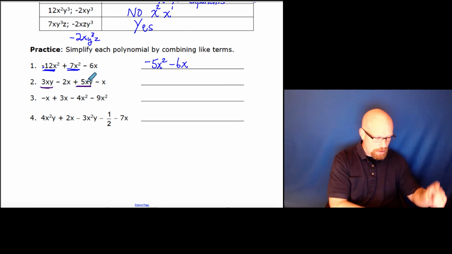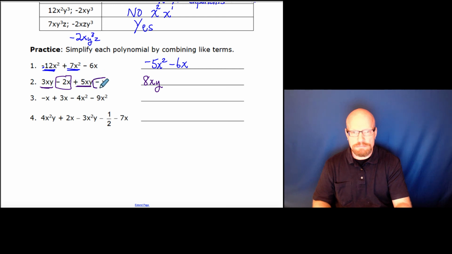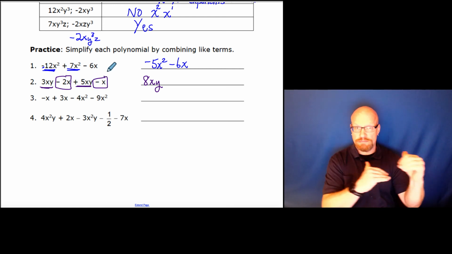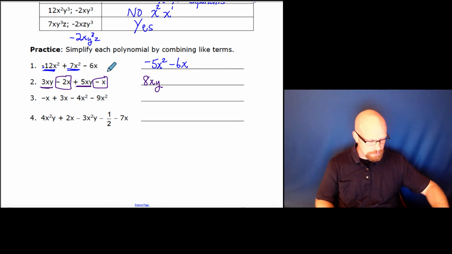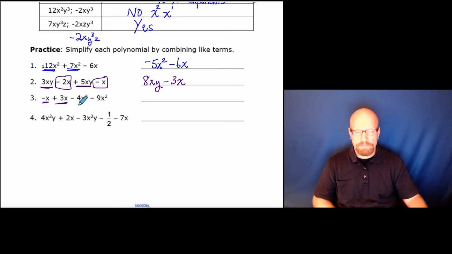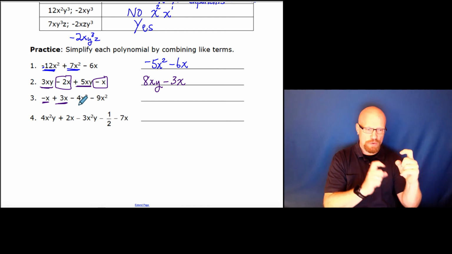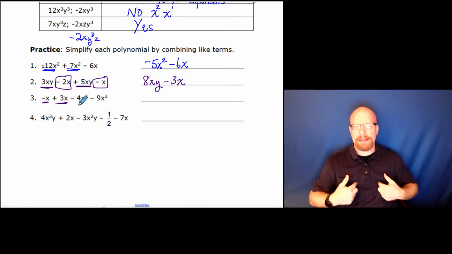These two are like terms. And these two are like terms. We can combine those as well. The next example. The first two are like terms, and the last two are also like terms. And we can combine them now.